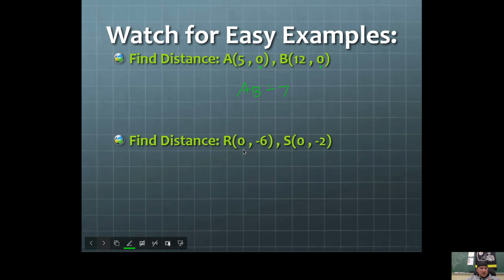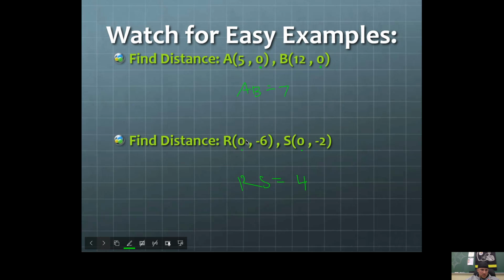How about this one? Find the distance between these ordered pairs. Notice how the x values are both the same. They don't need to be zeros. They just need to match. So if this was a 1 and a 1, that would be the same distance. Okay, so how far is it from -6 to -2? From -6 to -2 is 4 units.